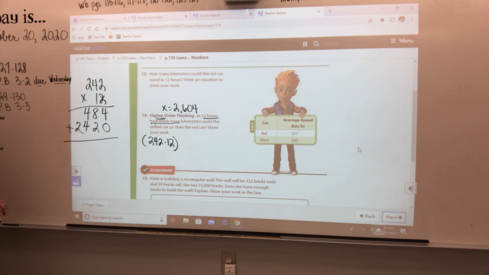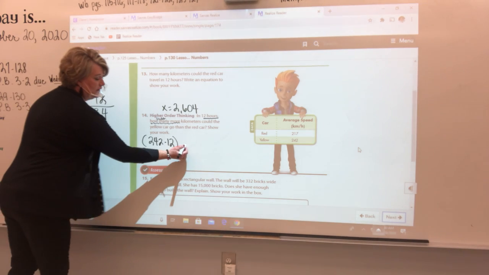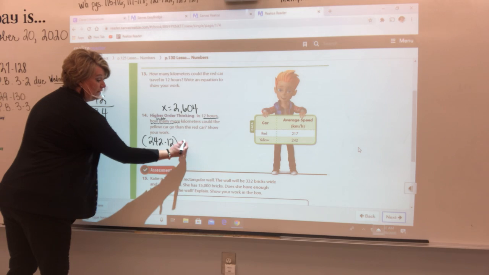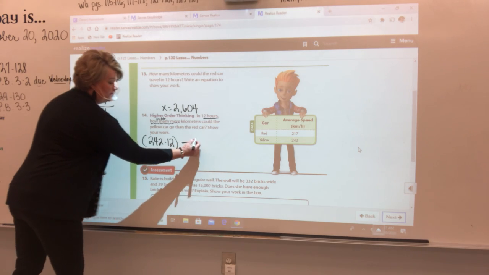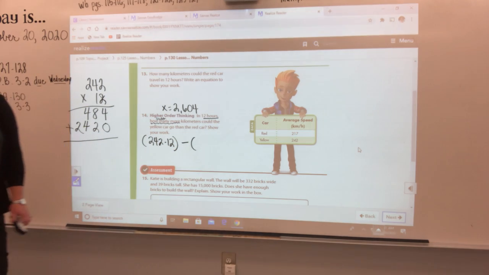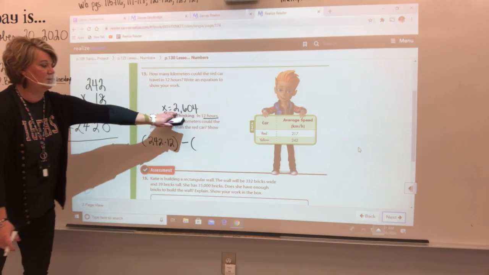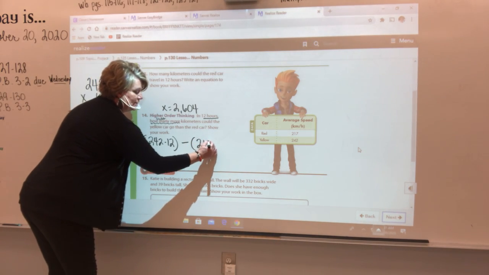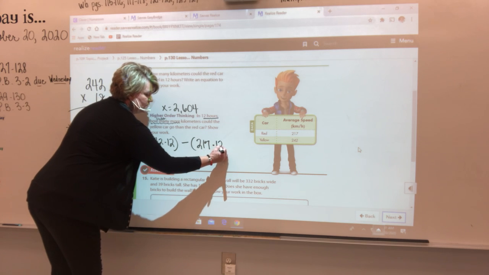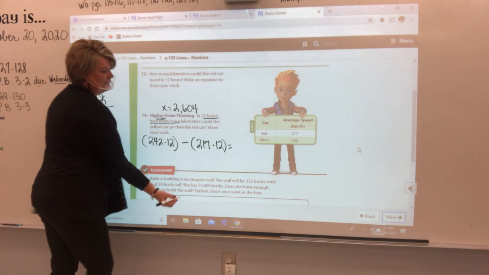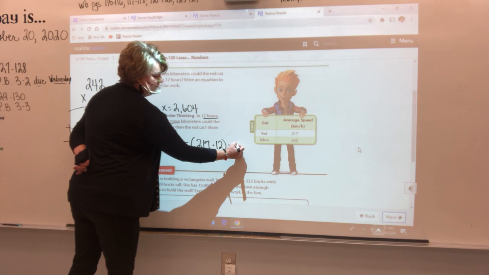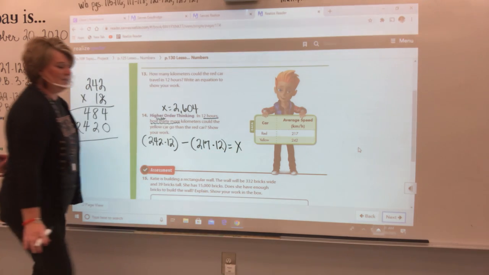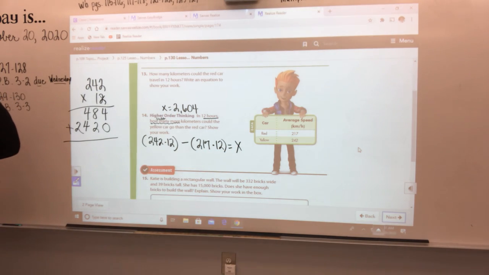Now what are we going to have to do? How many more? We're going to subtract. What are we going to subtract? The red car. And what did we do to the red car to get this answer? Say it. 217 times 12 equals what? Equals a letter. X or Y or Z or whatever letter you want to put.